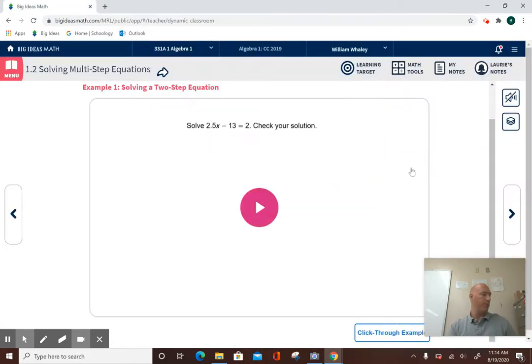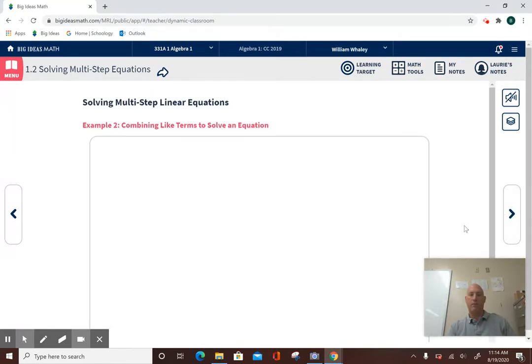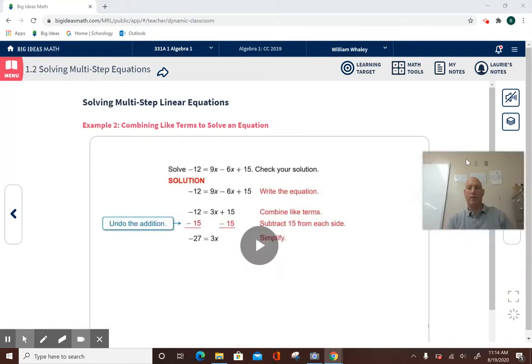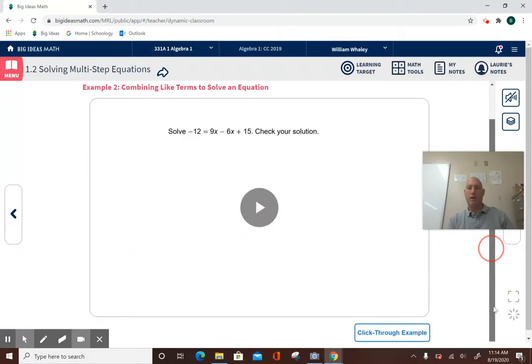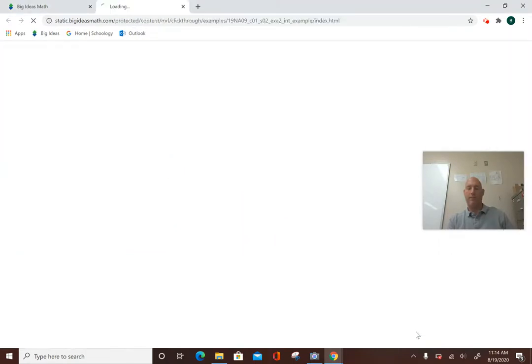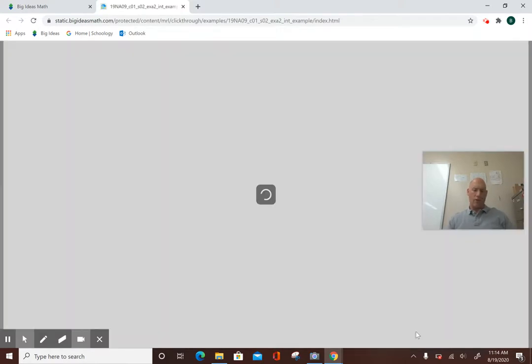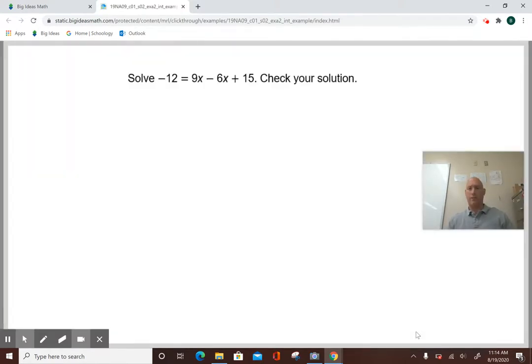All right. Let's do example 2. Now, example 2 is a lot like example 1, except it has a little bit of simplifying in there. So when we have to simplify, you're going to look for distribution and combining like terms, okay?